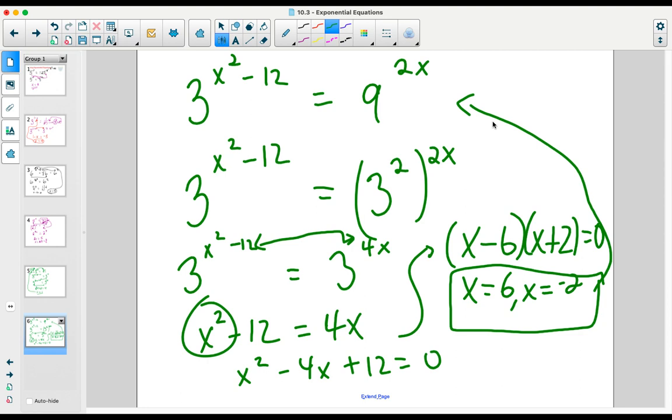So, moral of the story, exponent laws still matter. We're not ignoring all of those things that we saw earlier this year and in previous courses. Exponent laws still matter, and the goal is the same. Match the bases so that you can take the exponents and use them to write an equation.